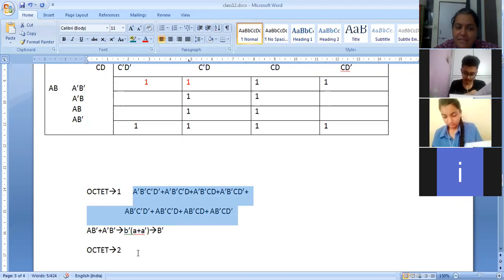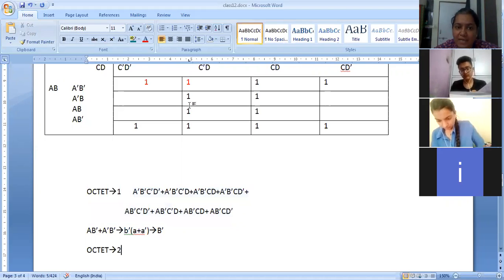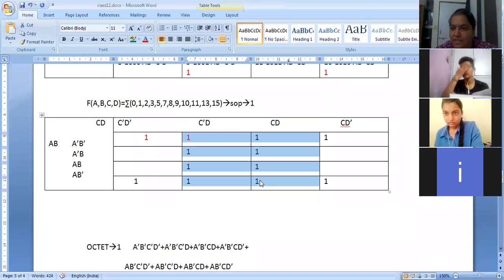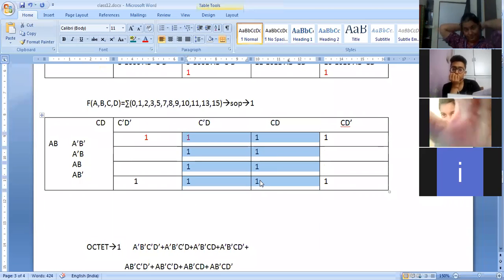Now let us see quad octet 2. If you can help me with this, it will be great. Tell me, I want to simplify this octet. Raise your hand so that I can ask you. How will I simplify this? Now don't look in the book and tell me, because you will have to explain whatever you say.